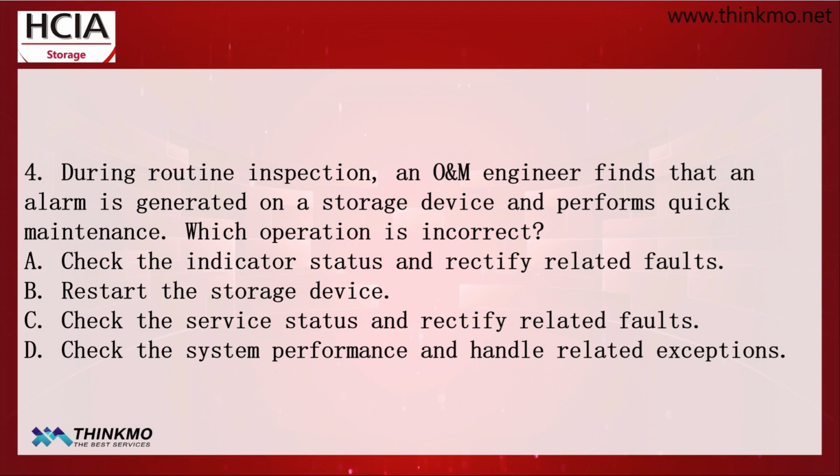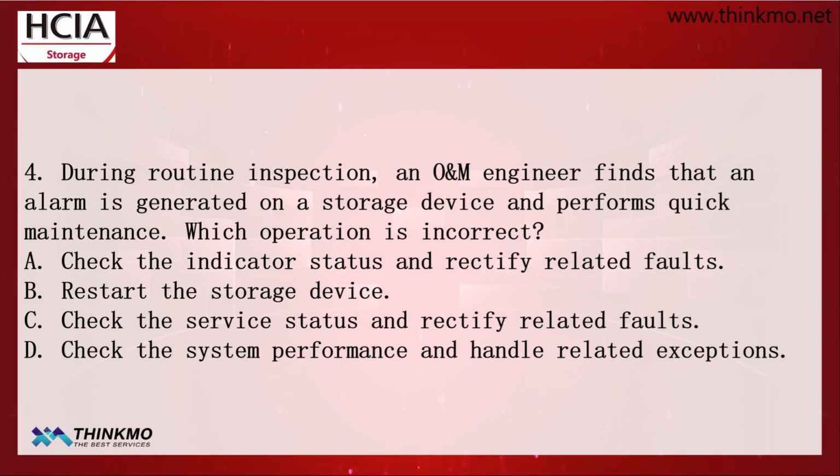But if you just restart without knowing anything at all, there's a lot of risk involved. As for option C, it means checking the service status and fixing related faults. This is similar to option A, which is about checking the hardware, right? Option C is about checking our specific service software, while option D is about checking system performance and handling related exceptions. That refers to the system side, specifically the usage of system hardware.